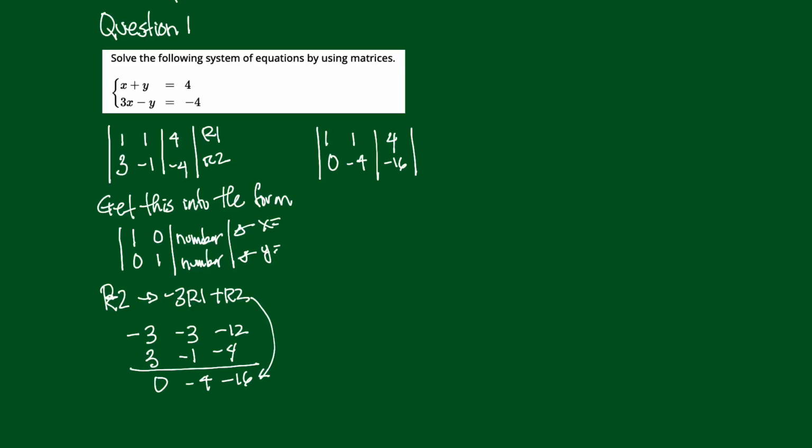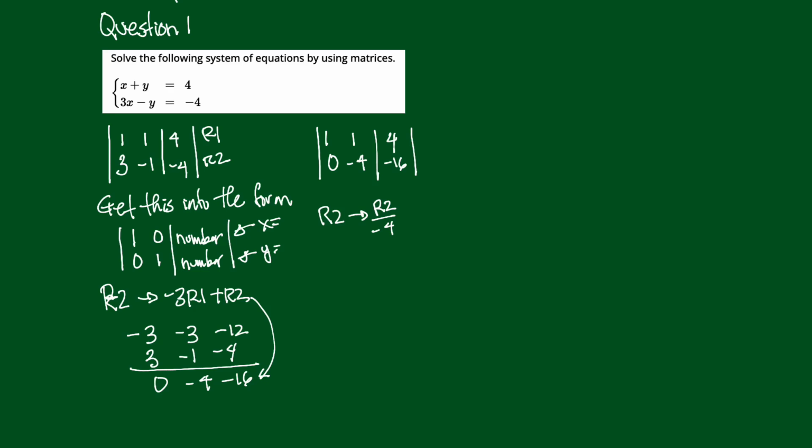Now what I would like to do is, I've got the 1 and 0 here. I would like to get a 1 in this position, and then I'll worry about the 0 here. So to get a 1 in this position, I'm just going to divide this row by -4, and it just happens to divide evenly. So here's the plan. Row 2 is going to become row 2 divided by -4.